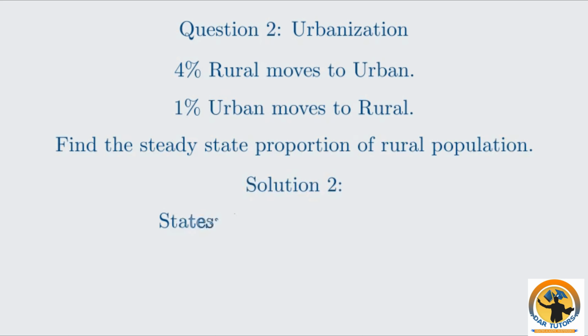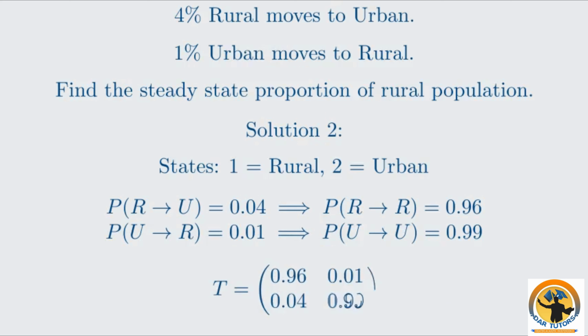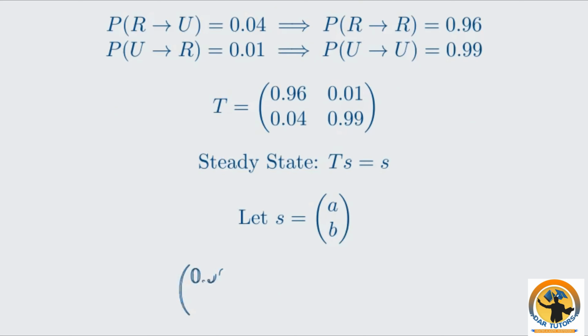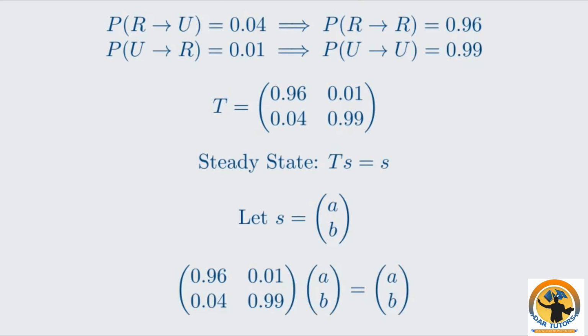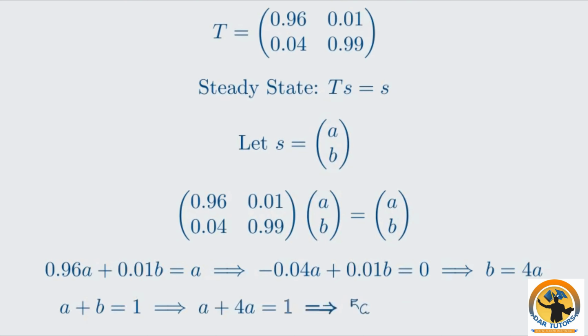Let state 1 be rural and state 2 be urban. 4% of rural moves to urban, so P(R to U) is 0.04. 1% of urban moves to rural, so P(U to R) is 0.01. The remaining proportions are P(R to R) equals 0.96 and P(U to U) equals 0.99. We are looking for the steady state vector S, which satisfies T times S equals S. Let S equal [a, b]. From the first row, we get 0.04a equals 0.01b, which simplifies to b equals 4a.